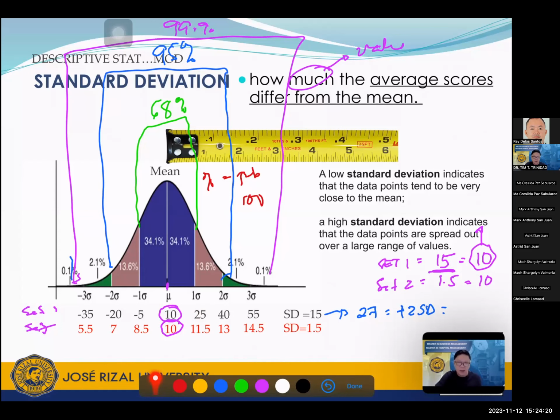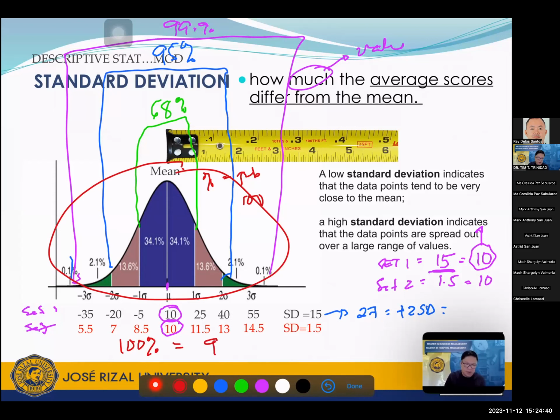Are we clear? So this is summative. If you sum this up, this will be equivalent to supposedly 100%, right? Kasi this is the total population. But in reality, in statistics, we don't do 100%.